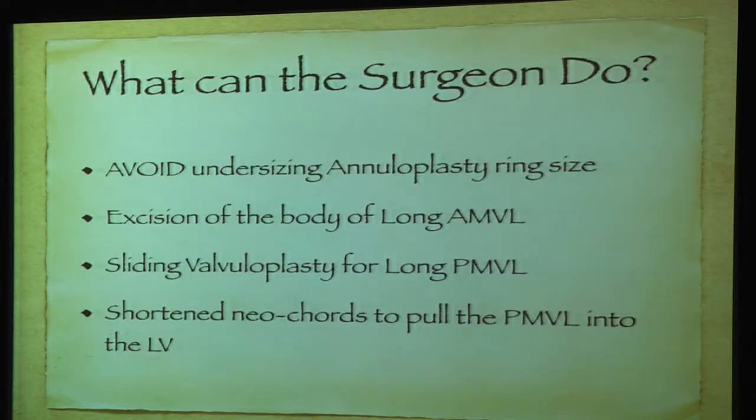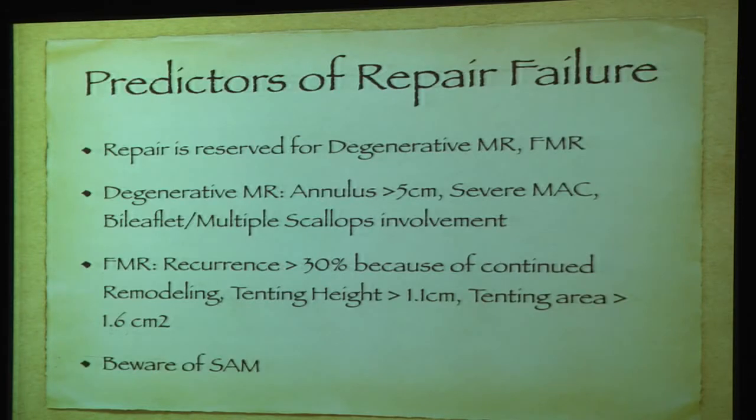So what can the surgeon do for SAM? Well, avoid undersizing the annuloplasty ring size, first of all. If you have long anterior leaflet, excise part of it, okay? Make it smaller. If you have a long posterior leaflet, you can do a sliding valvuloplasty where you basically cut part of that with the cord attached and move it a little bit further up. Essentially, you're moving the coaptation point away from the LVOT. You can do neocords. You can make Gore-Tex cords and pull the whole leaflet again back into the LV. Again, the whole concept is away from the LV outflow tract and hence decreasing your chances of SAM.